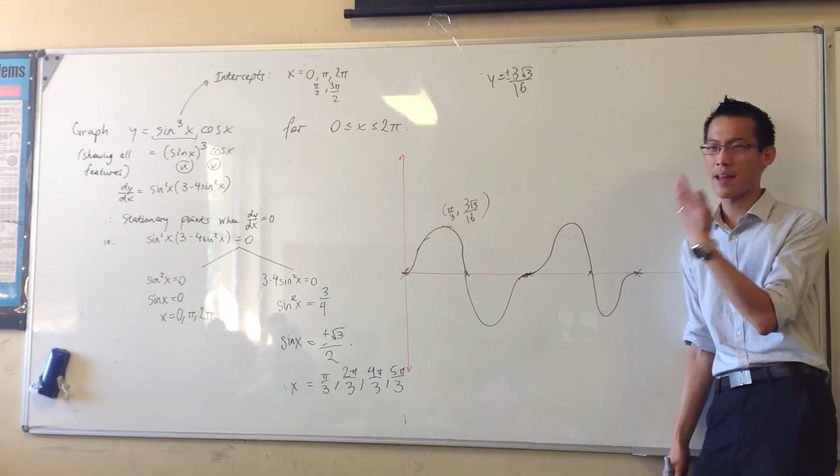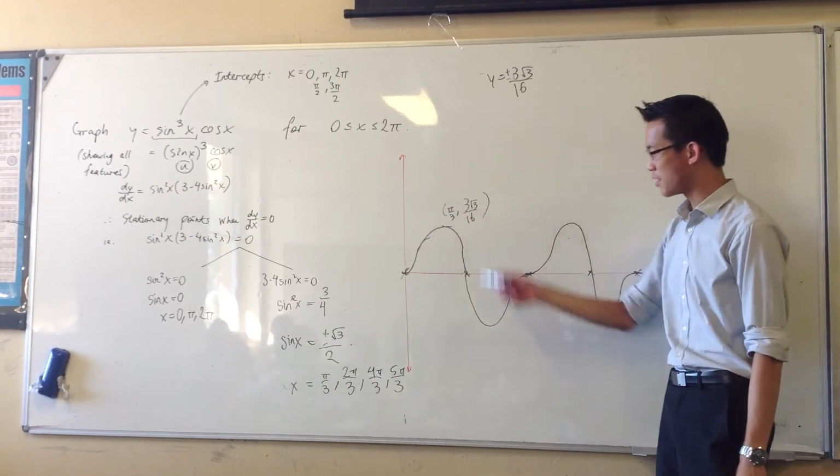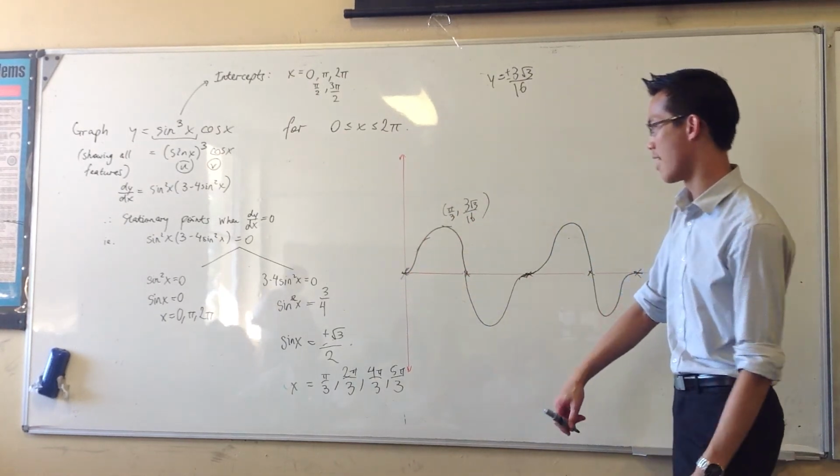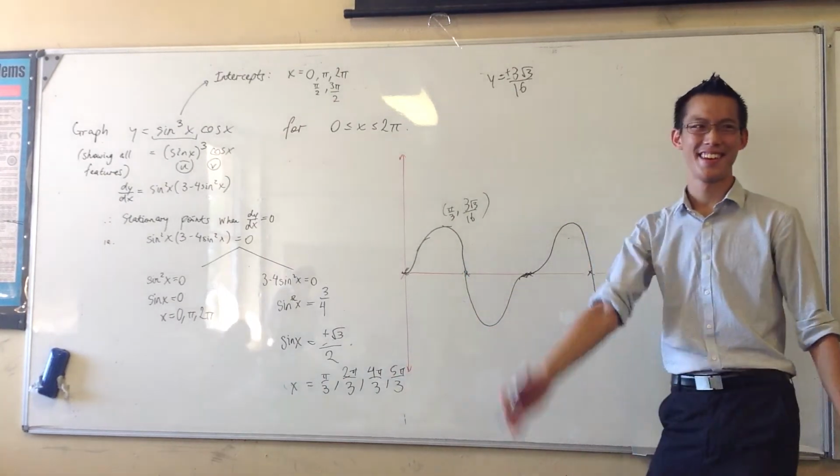So that's a bit messy. If I had more time, I'd make it more beautiful. But there's your 7 stationary points, and 5 intercepts.